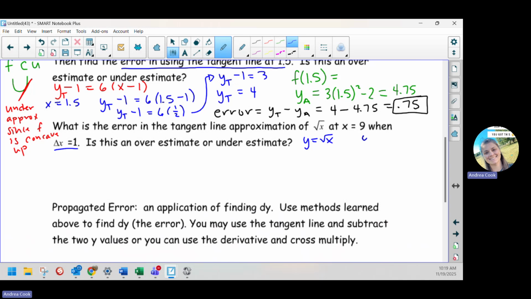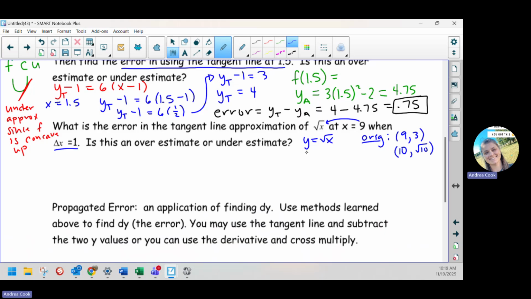Okay, so maybe let's do our original function here. The point of tangency is 9. And when you plug 9 into the square root of x, you get 3. And then we're also going to plug in 10 because our delta x is 1 away. So we're just adding 1 to 9 to get 10. And when we plug that into our original, we get the square root of 10. So those are our two ordered pairs on the original equation.